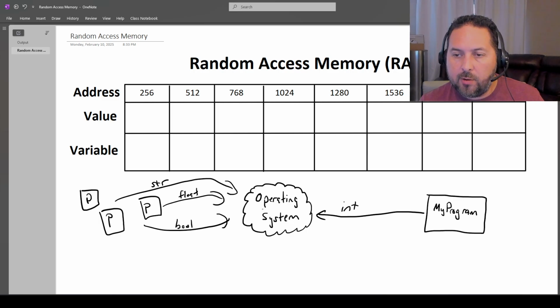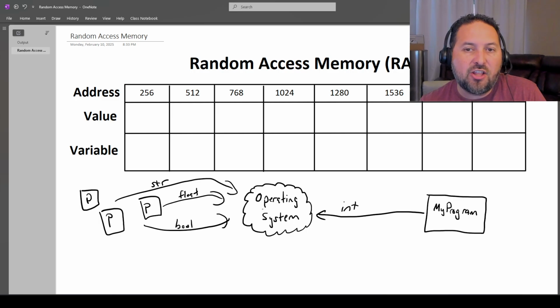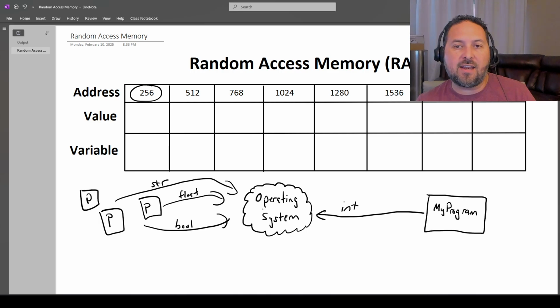So when you ask the operating system, it's the one in charge. It's the one that goes, okay, for you, my program, I'm going to say that you're going to get address space 256. I'm going to give you address space 256, and you can do whatever you want with it. You can put whatever value you would like inside of that location.